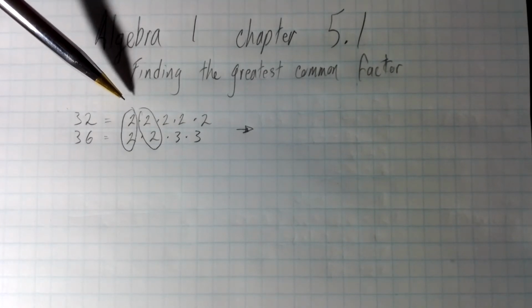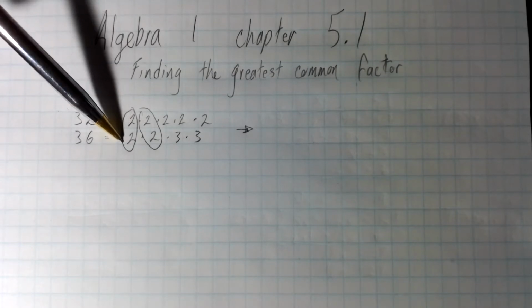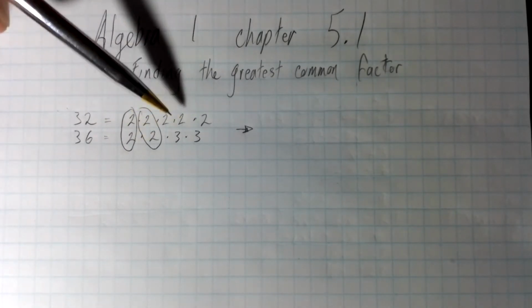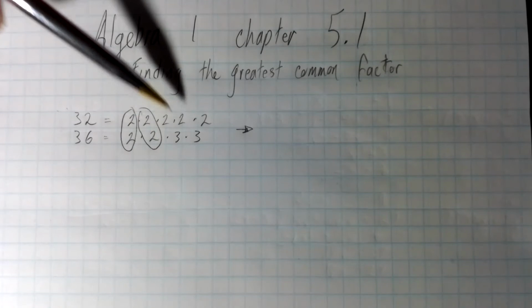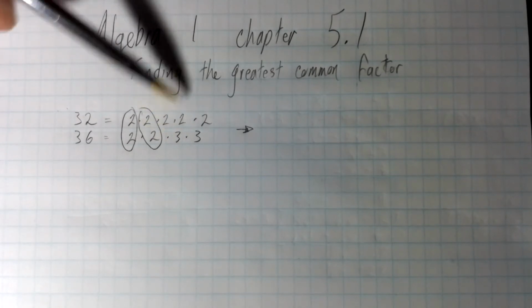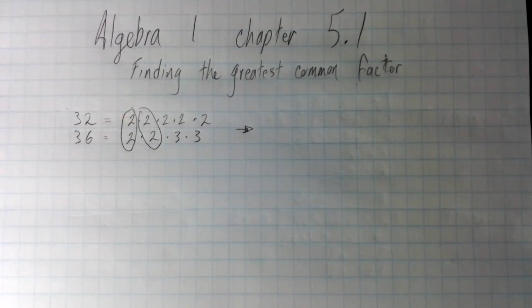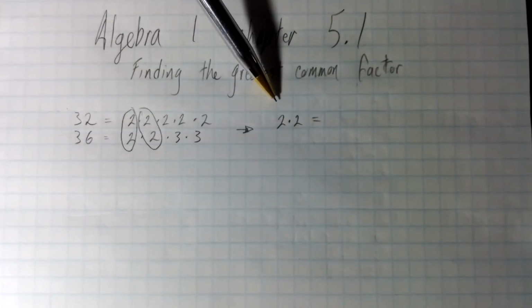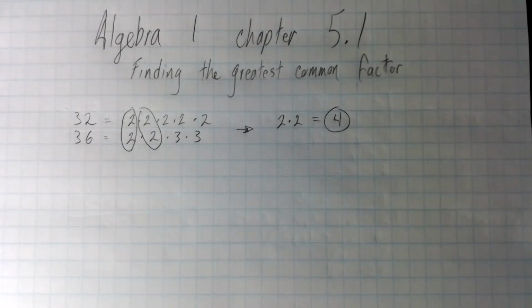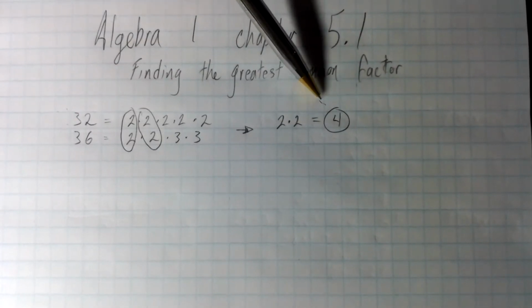Now notice what I have here. I have a 2 and a 2, but for the rest of my 2's, there's no 2 down here to cover it, and as far as my 3's, there are no 3's up here. So here I have two 2's that are my common factors. So for these two numbers, the common factor is 4.